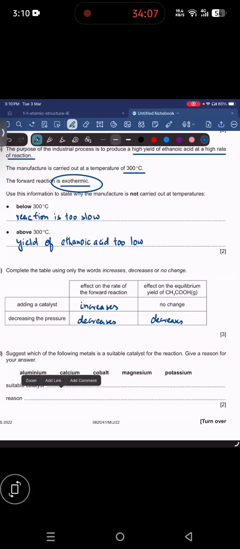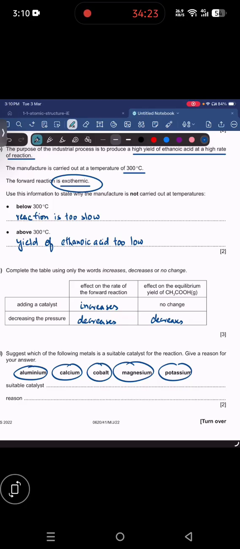Aluminium is in group 3, calcium is group 2, magnesium is group 2, potassium is group 1. Only cobalt is a transition element here. So cobalt will be used as a catalyst here, and the reason is what? Transition element.